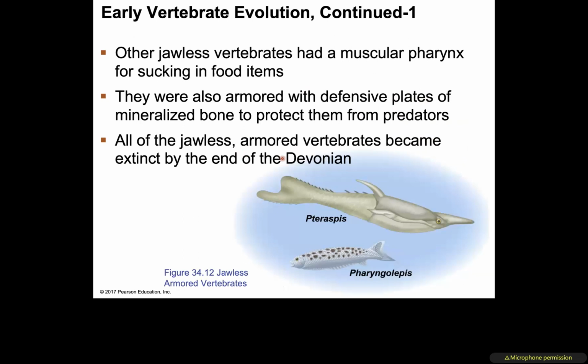We'll get to that. And so you also have other jawless vertebrates that had a muscular pharynx. Okay, they use that for sucking food items. They also had armor and defense plates of mineralized bone to protect them from predators. All of those jawless armored vertebrates eventually became extinct by the end of the Devonian period.